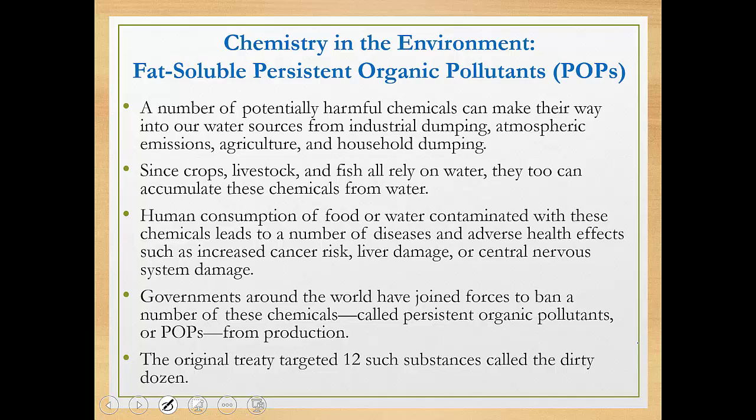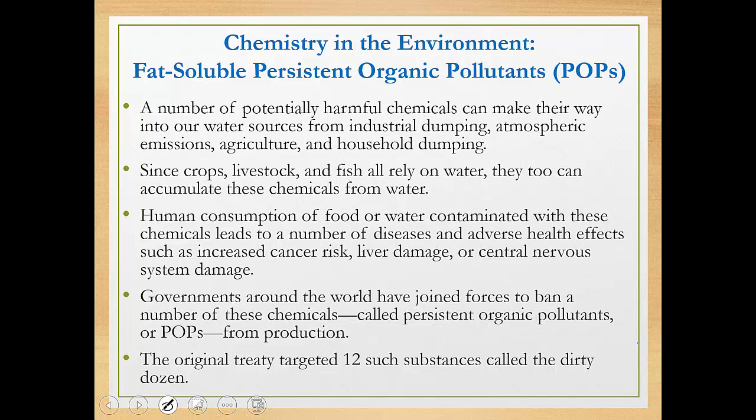Now, another case that is shown in the book, one of the chemistry environment boxes, talks about fat-soluble POPs, persistent organic pollutants. There are a number of chemicals that are potentially harmful to us as human beings and to other living species that can make their way into water sources from a variety of places: from industries that are dumping these chemicals knowingly or unknowingly, from spills that happen, atmospheric emissions, runoff from agriculture, so the application of pesticides and herbicides and fertilizer, dumping of household waste. All of these things allow potentially persistent and harmful organic chemicals to make their way into our water sources.